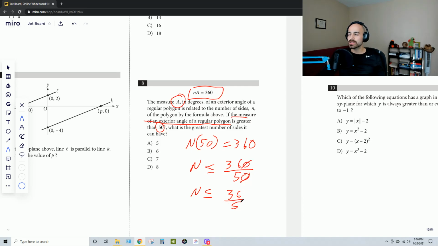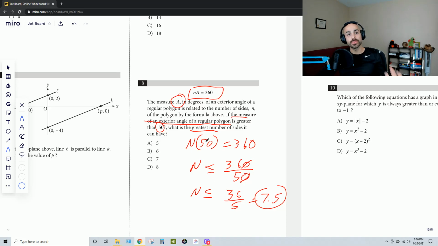And 36 divided by 5, well, I know 5 times 7 is 35, so this is going to be like 7.5. And what I could take from that is that I have to have a whole number of sides. I want to know the greatest number of sides. So that's why we wanted it to be less than, because if we say greater than, then we can go up all the way to infinity. But by saying less than, we know that it has to be 7.5 or less.